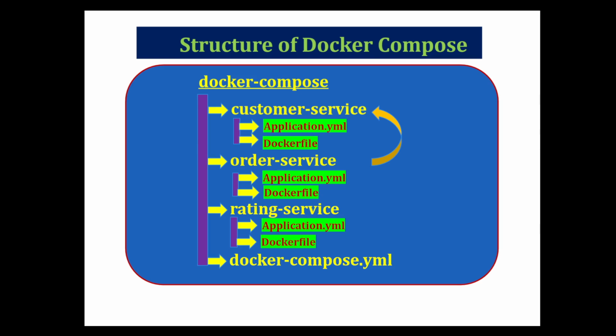But the main point is that we are going to use Docker Compose, which is very important, in which we are going to mention all the details of all the microservices, including the port mapping, the network, volumes, depends_on, and environment. Everything we are going to include inside the Docker Compose.